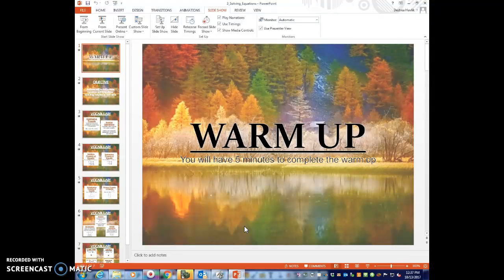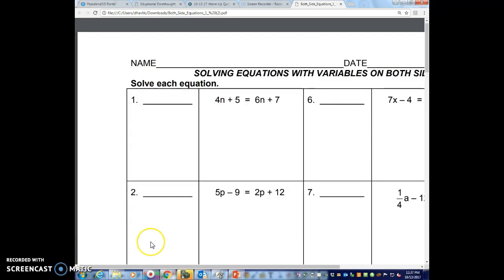Alright, so let's go to the worksheet for today. I'm going to do a couple examples with you, and then you're going to be free to do your own thing. Okay, so here's what we want to do. Whenever you see the variable on both sides, we have n on both sides. We're going to solve it like normal, but we have to get all of the variables on one side.